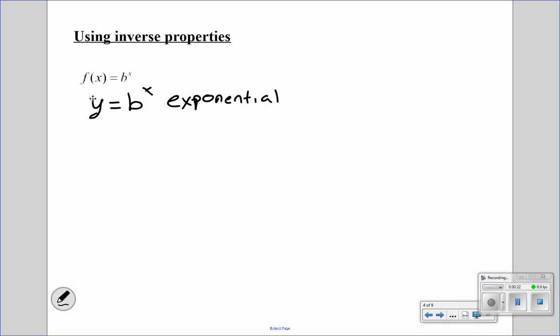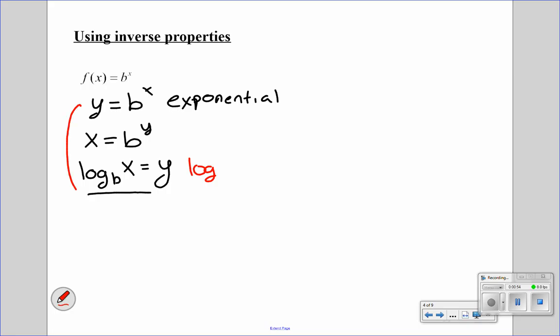If we were to find the inverse of this, the first thing we would do is switch our x's and y's. So we have x equals b to the y. And then we need to solve for y. We remember from yesterday that we can write this in logarithmic form. So log base b of x equals our exponent, y. So now we have the inverse of our exponential form. And you'll notice that the inverse of our exponential form is our logarithmic form. So we know that these are inverses.